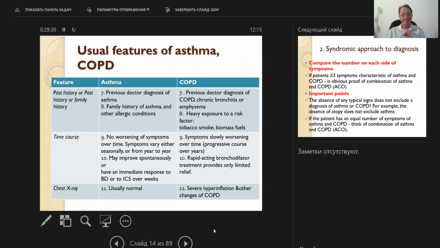Past history in case of asthma includes previous diagnosis of asthma, family history of allergy and asthma. In the case of COPD, it's a heavy exposure to risk factors of tobacco smoking and or inhalation of professional hazards, including biomass fuel and other. And previous diagnosis of COPD or chronic bronchitis or emphysema.